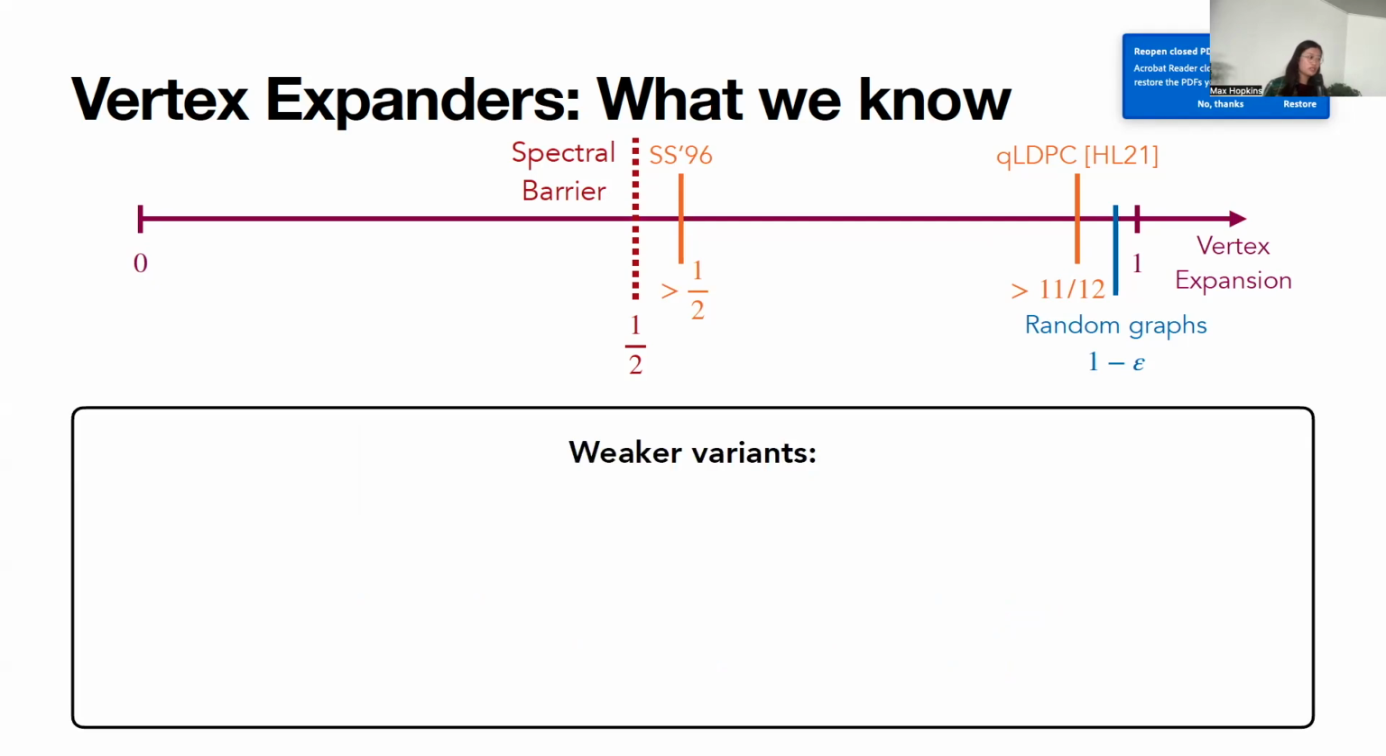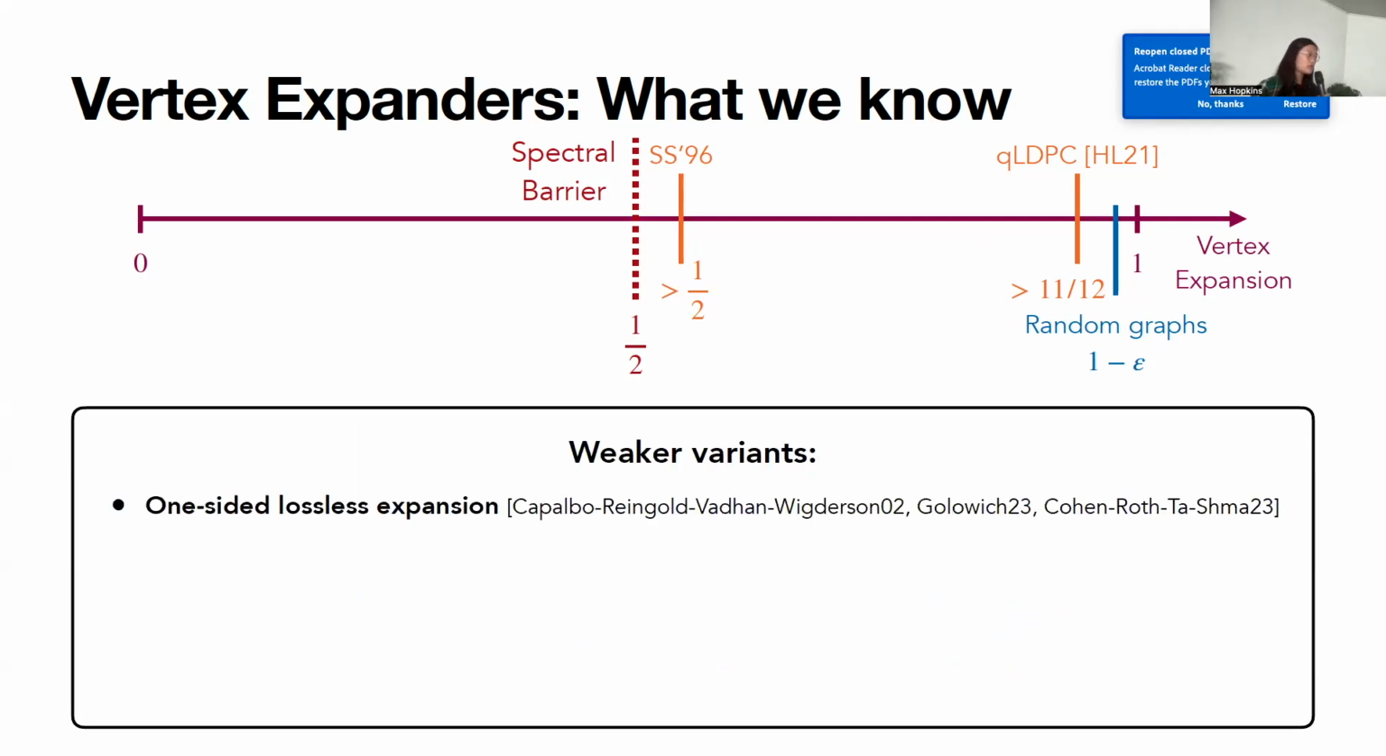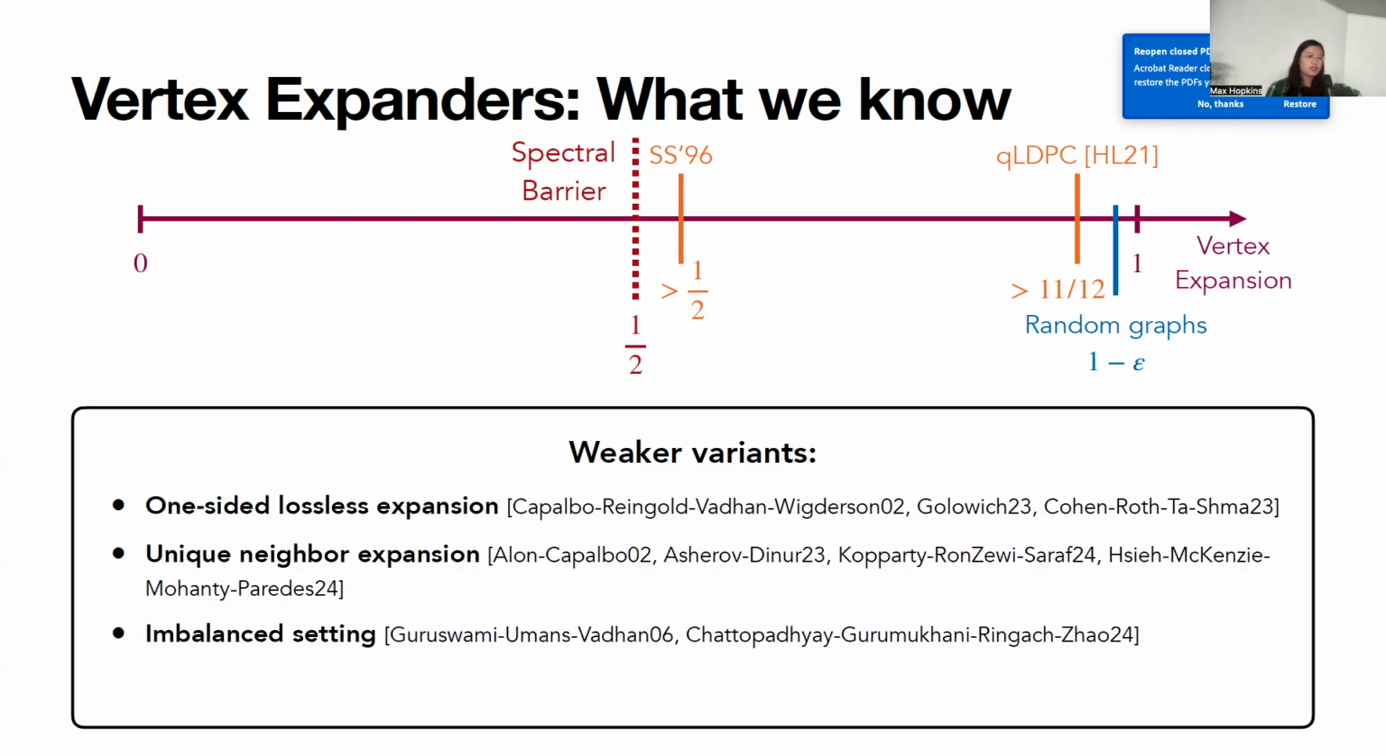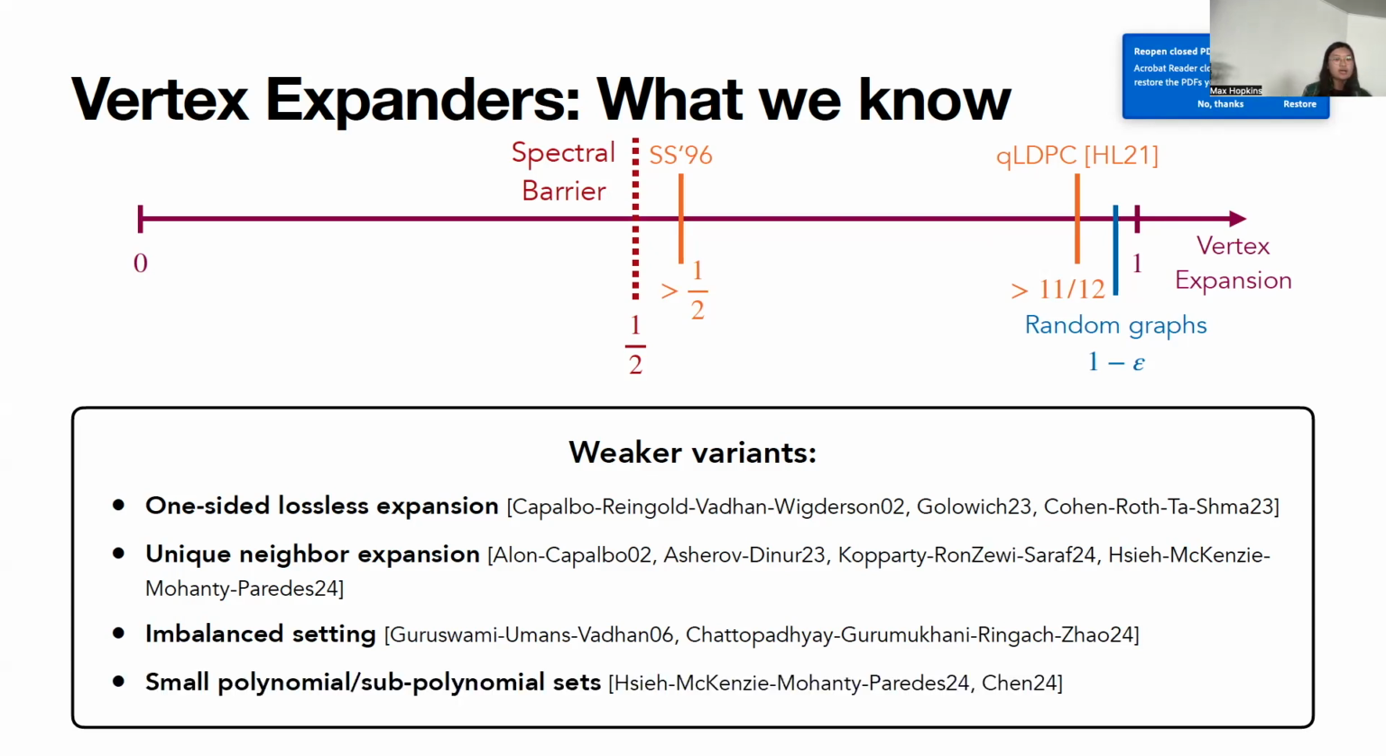I also want to mention that there have been weaker variants of vertex expansion that have been studied. One version of note is what's called one-sided lossless expansion, where you have a bipartite graph and you only require vertex expansion from the left to the right. So you have no requirements from the right to the left. There's also been a study of what's called unique neighbor expansion in an unbalanced setting, where maybe the left side is much larger than the right side. And also, if you only want expansion for very small sets, maybe not linear sets, but much smaller, like small polynomial or even subpolynomial size sets.